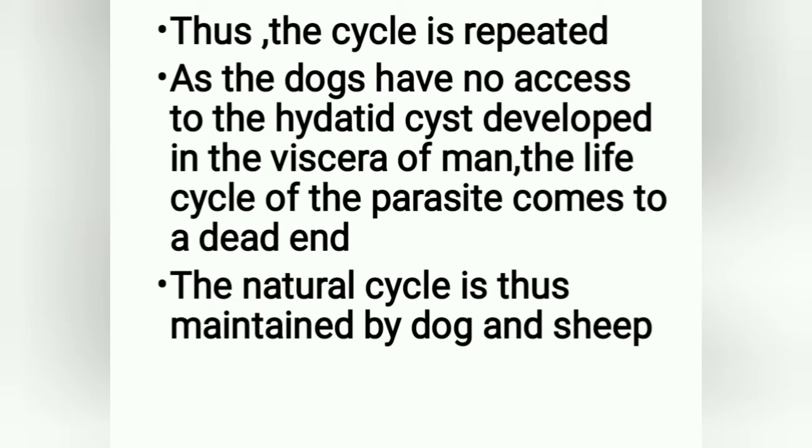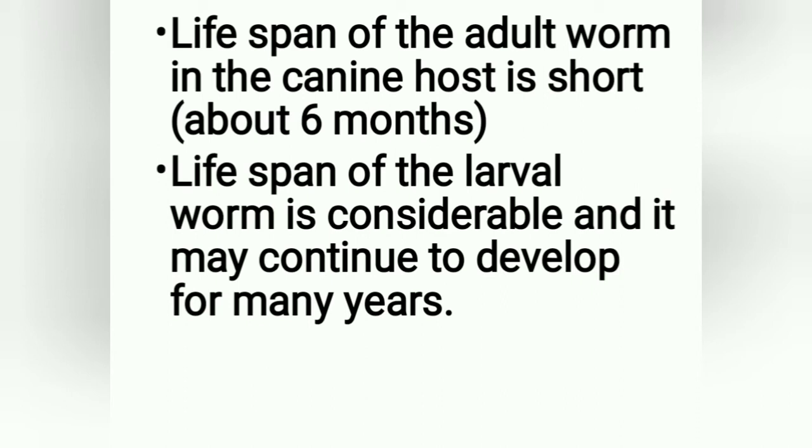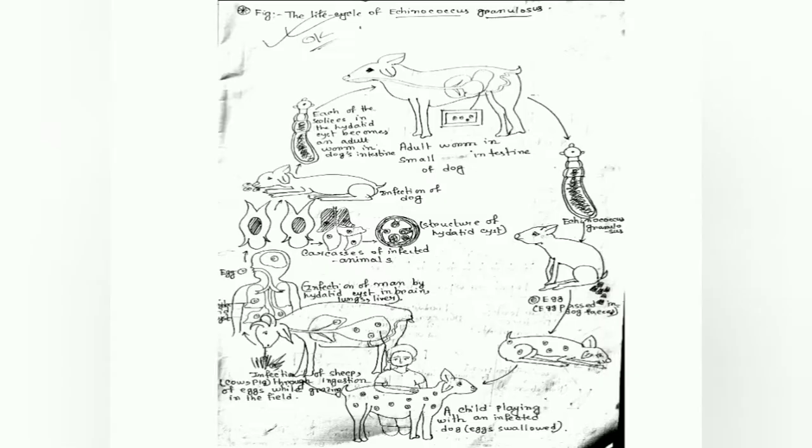As the dogs have no access to the hydatid cyst developed in the viscera of man, the life cycle of the parasite comes to a dead end. The natural cycle is thus maintained by dog and sheep. Lifespan of the adult worm in the canine host is short, about 6 months. Lifespan of the larval worm is considerable and it may continue to develop for many years. This is the picture of the life cycle of Echinococcus granulosus. You can take a screenshot of this picture. This is a very important topic of this chapter.